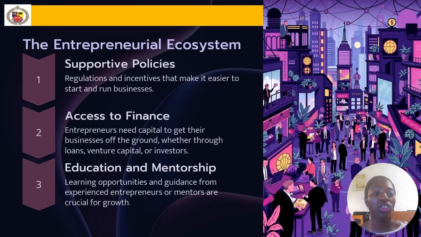We have the entrepreneurial ecosystem. When we talk about the entrepreneurship ecosystem, this has to do with the things that support the growth of entrepreneurs, the processes that support the improvement of entrepreneurs even in the market. One of those things that supports an entrepreneur is supportive policies. Once the regulation and incentives are being made available to entrepreneurs, it will make life easy, and it enables entrepreneurs to start and run good businesses.